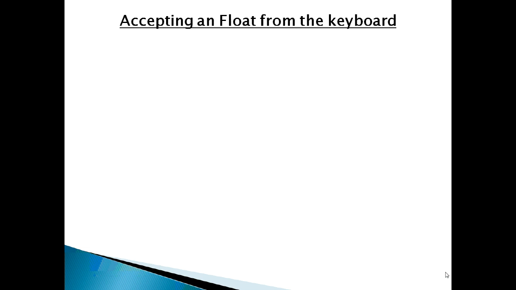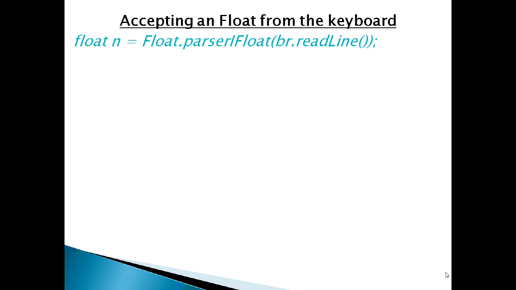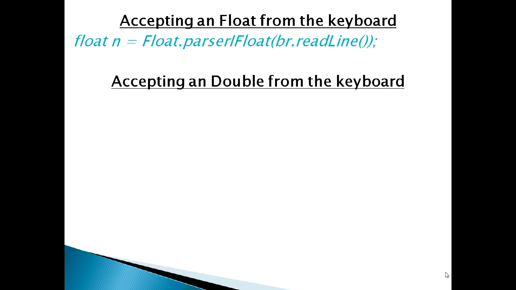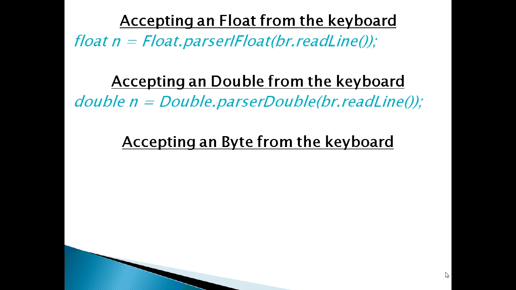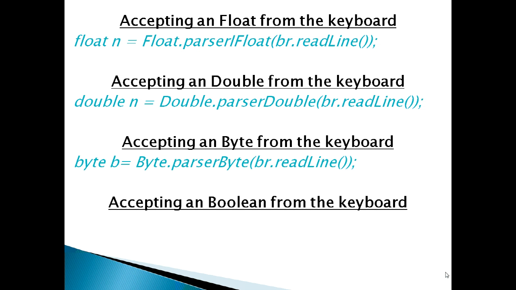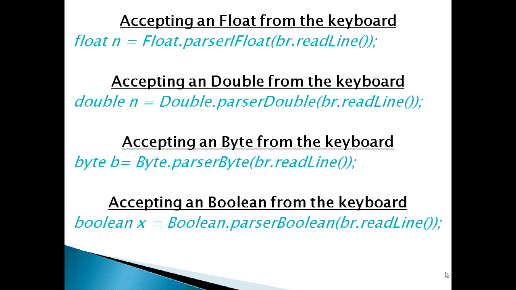Just like an integer value, we can accept a float value from a keyboard like this: float n = Float.parseFloat(br.readLine()). Similarly, accepting a double value from keyboard: double n = Double.parseDouble(br.readLine()). Similarly, accepting a byte from the keyboard: byte b = Byte.parseByte(br.readLine()). Same for Boolean also from the keyboard: boolean x = Boolean.parseBoolean(br.readLine()).